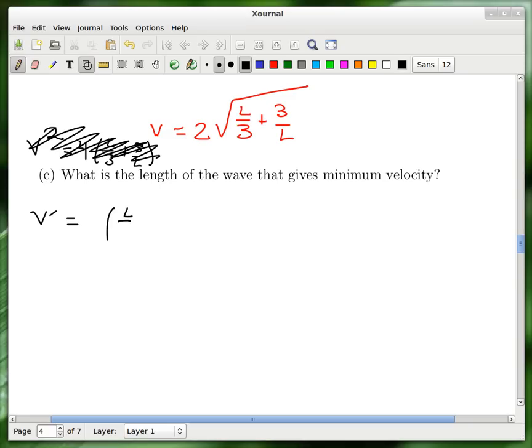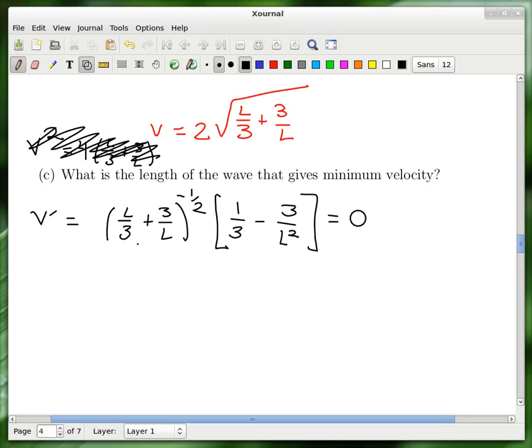Now I've got L over 3 plus 3 over L, and this is all now to the minus 1/2 power. And I owe the derivative of the inside stuff. So this part just becomes 1/3. And you can do this on your own. I've done it this way a lot of times in class now, so I think you can probably stop arguing with me when I do that, right? That should be clear now. So that's the derivative of 3 over L, and set this equal to 0.